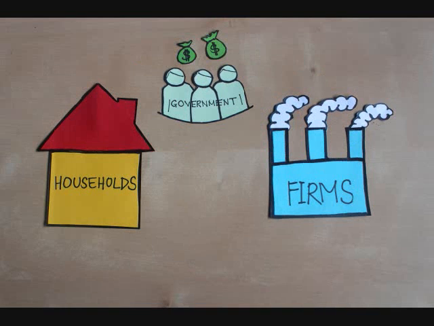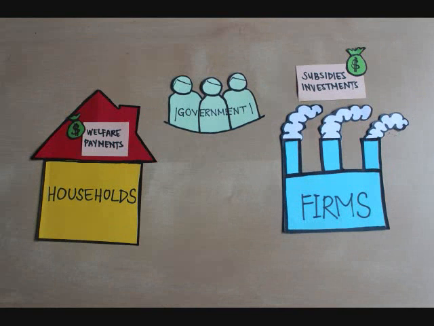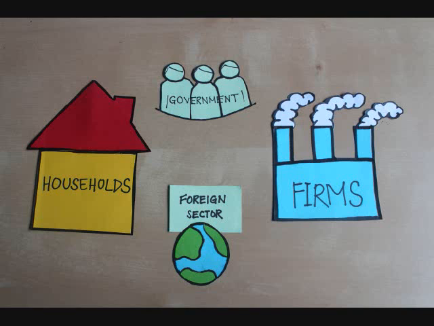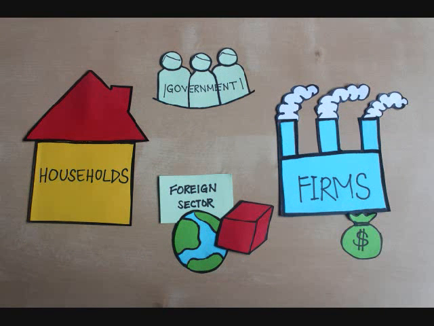When the government injects money into the circular flow of income through subsidies and investments for firms and welfare payments for households, firms are also encouraged to expand. In addition, in an open economy, when export revenue exceeds that of import expenditure, there is a further injection of money to increase the circular flow of income.